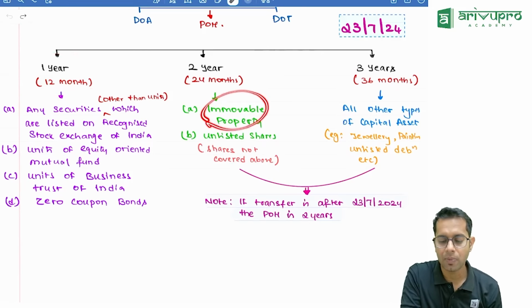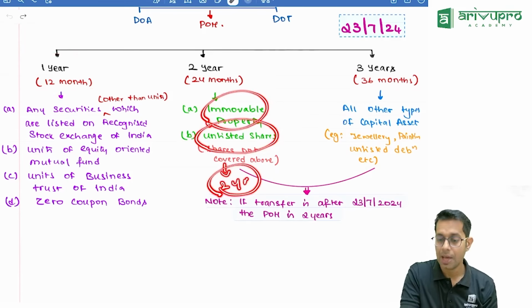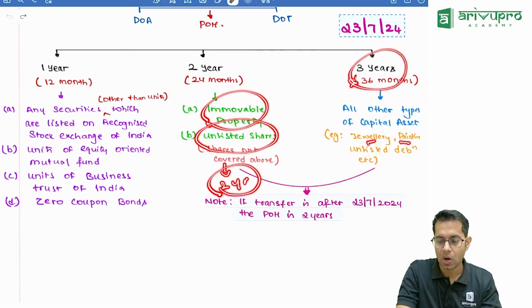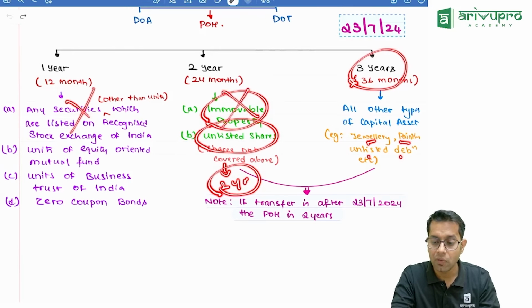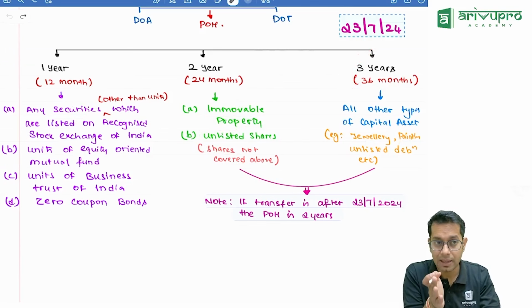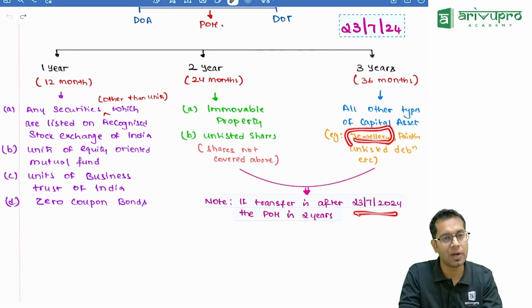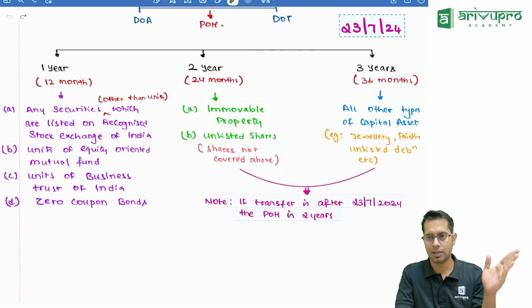And for immovable property and unlisted shares, the period of holding is 2 years only. Now also it is 2 years. But for all other types of capital asset, like we have jewelry, bullion, or unlisted debentures, whatever is not covered in point number 1 and point number 2, the period of holding was 3 years. But here there is a change. They are telling if the transfer is made after 23rd July, meaning if jewelry is sold after 23rd July, I am not going to see the 3 years limit for that jewelry. I will see the 2 years limit for that jewelry. Okay, the period of holding is changed from 3 years to 2 years.